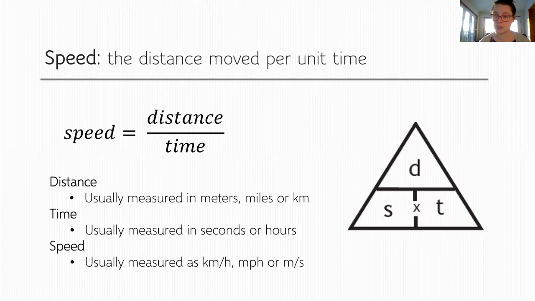Now, what units do we measure things in? Distance is going to be measured in meters, miles, or kilometers, depending on the question. In physics, we often use meters. Meters, seconds, and meters per second are what we call the SI units. They're the scientific units for measuring speed, distance, and time. But in the real world scenario, we're often going to use kilometers, hours, and kilometers per hour. Or if I was an American, I would use miles per hour, and hours, of course.